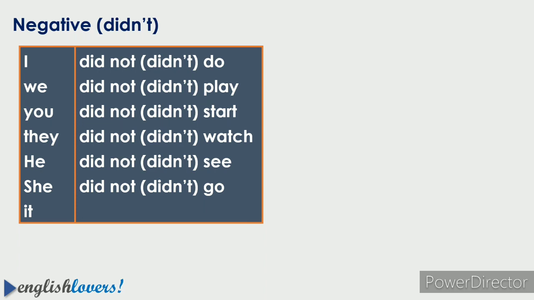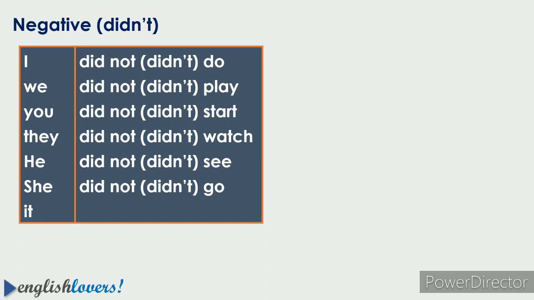Next is the negative form of did, and that is used with not, or the contraction of not. So we say did not, or in short we can say didn't, with apostrophe T. This is the negative form in the past of the verb do, and it's common with every pronoun. So we can say I did not do, or we did not do, you did not do, they did not do, he did not do, she did not do, it did not do, or simply you say didn't do. Or we didn't do, we didn't play, we didn't start, we didn't watch, we didn't see, we didn't go. You can use it in this way.